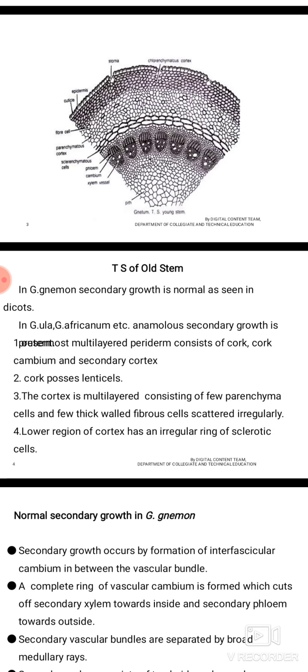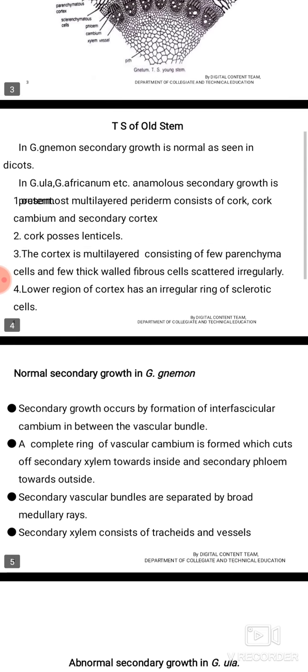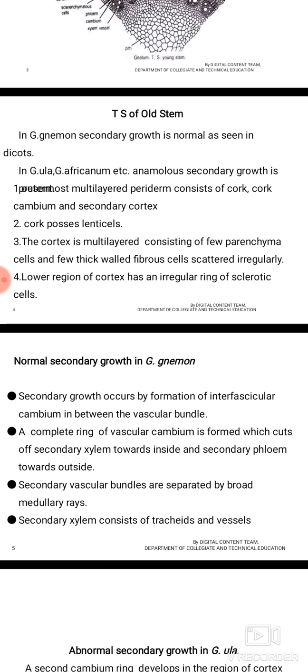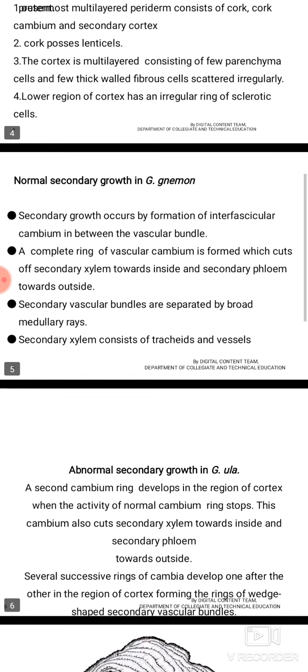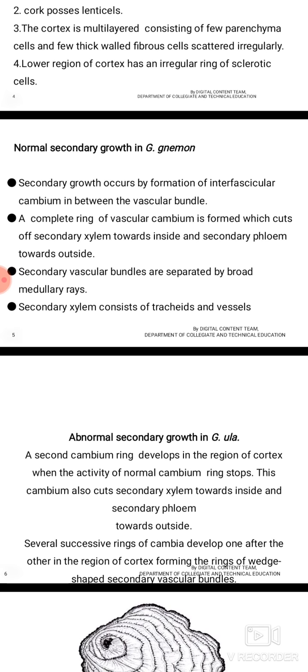Coming to the normal secondary growth in Neetum neumon. Here, the secondary growth occurs by the formation of interfascicular cambium in between the vascular bundles. A complete ring of cambium is formed which cuts off secondary xylem towards inside and secondary phloem towards outside. Secondary vascular bundles are separated by broad medullary rays. Secondary xylem consists of tracheids and vessels.